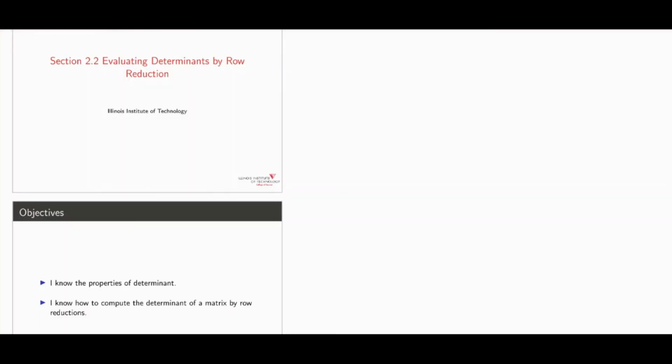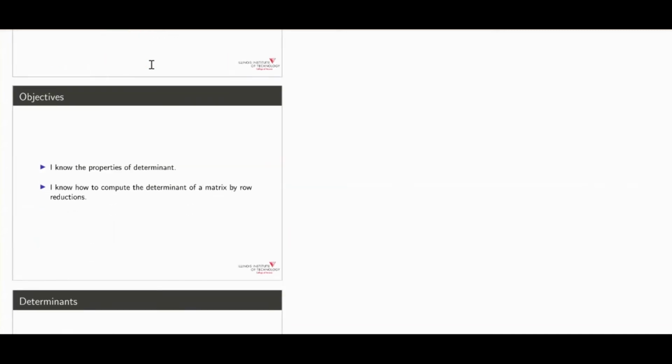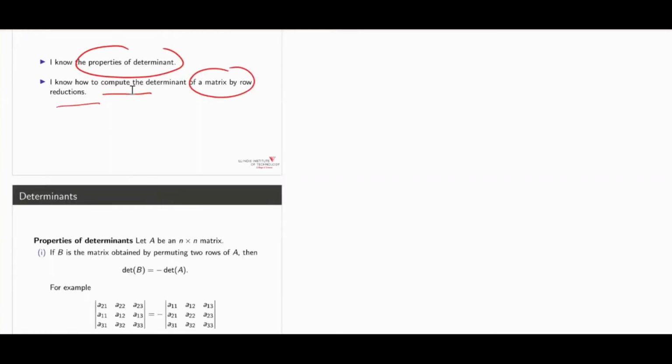All right, let's begin by looking at the objective for this section. At the end of this video, you should know some of the properties for determinants, and you should know how to compute the determinant of a matrix by row reductions. All right, let's look at the properties for the determinants.